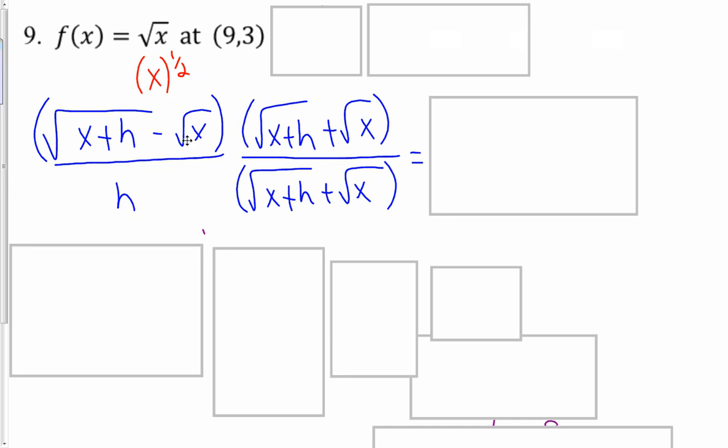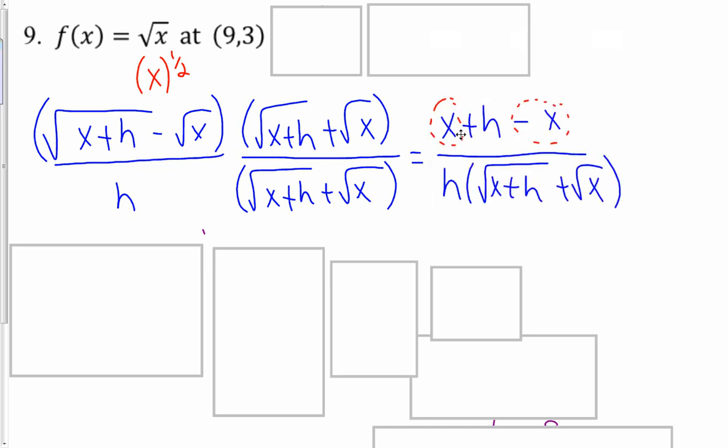So here we go. This is a minus b, a plus b over a plus b. So we'll get a squared minus b squared here, which would be x plus h minus x. I didn't bring the parentheses because it's only x. If there was more pieces here, we would put parentheses. And then the x's in the numerator are going to cancel so that we can have just h.